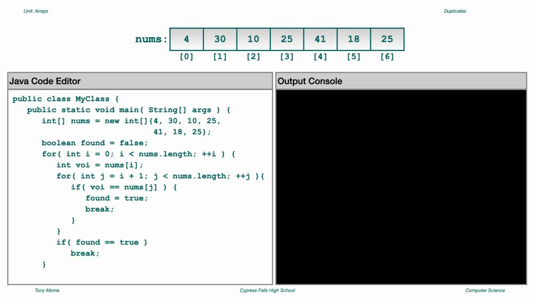Once the outer for loop is finished, all that's left to do is to print out the final value of the found variable, which in this case, as we saw during the illustration, would be true since 25 is duplicated in the array.